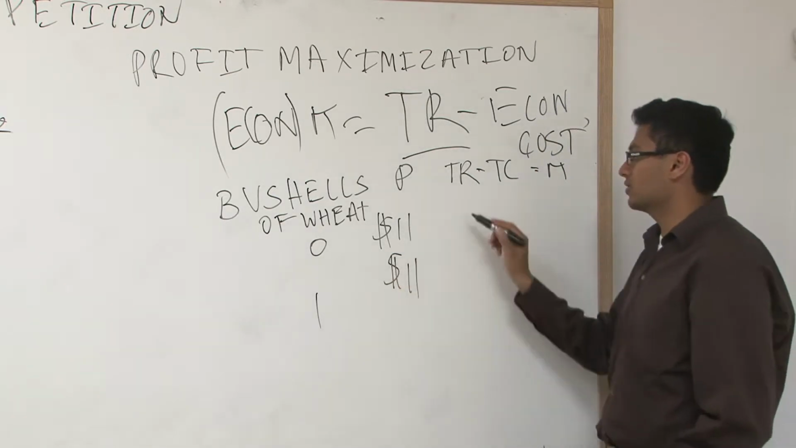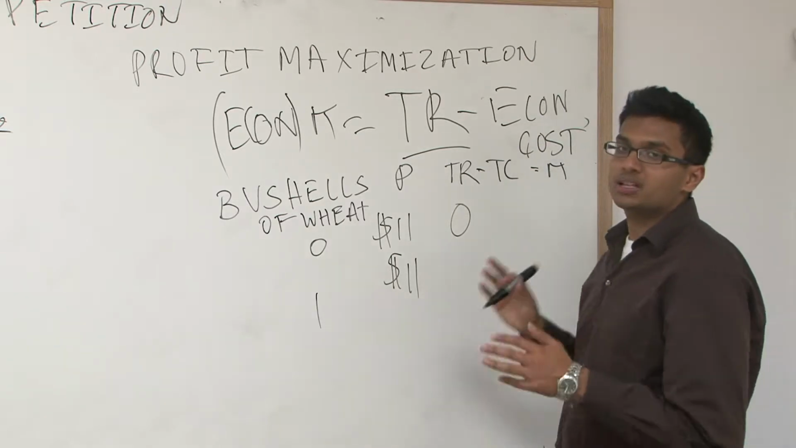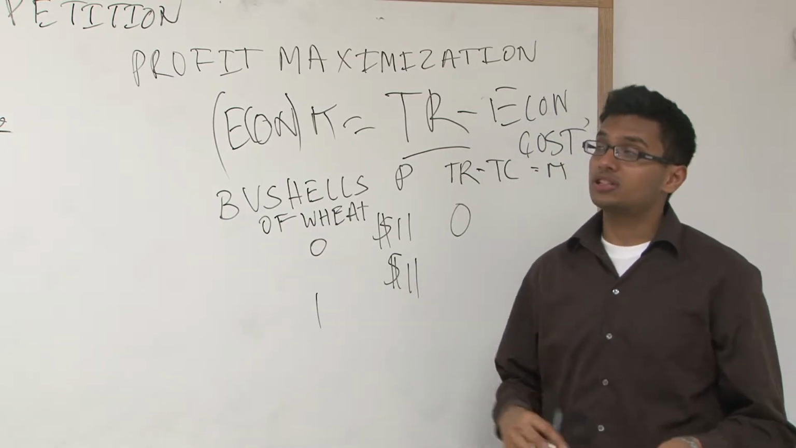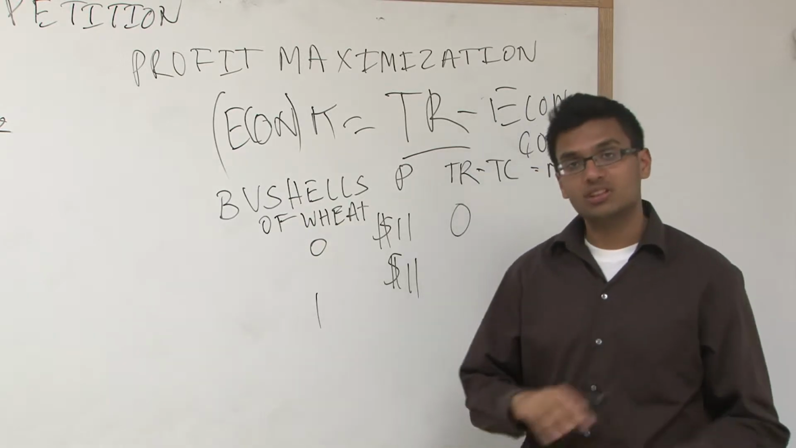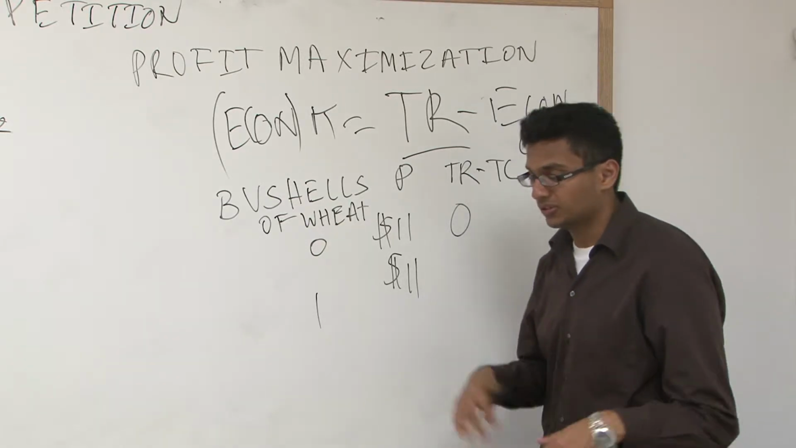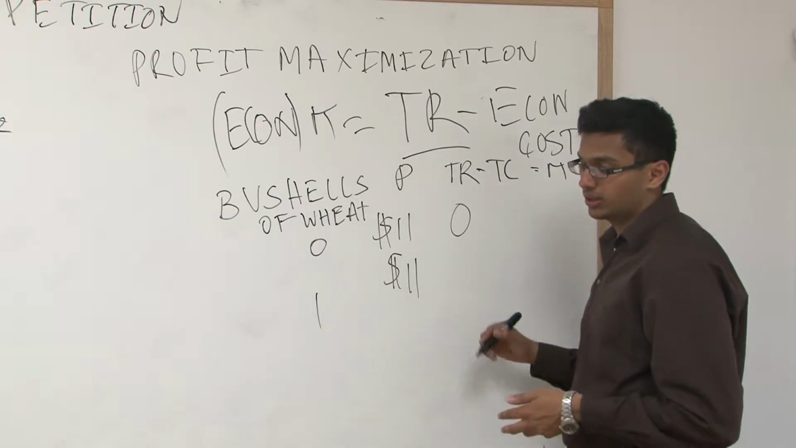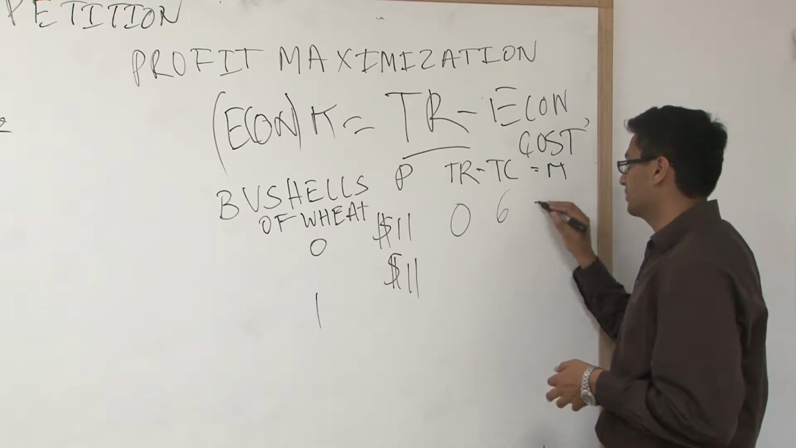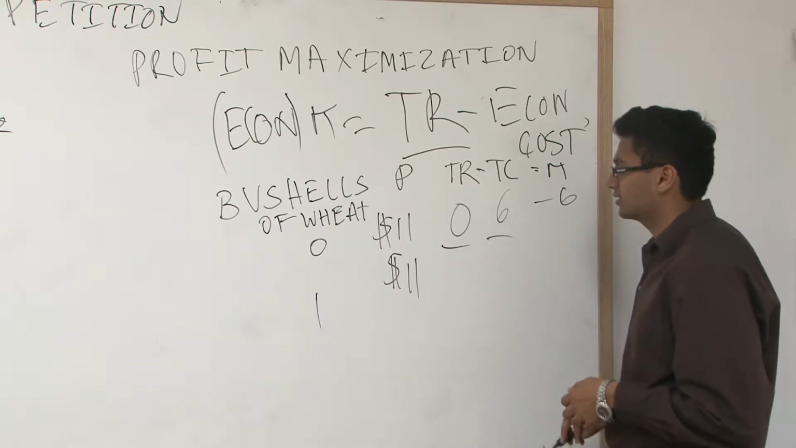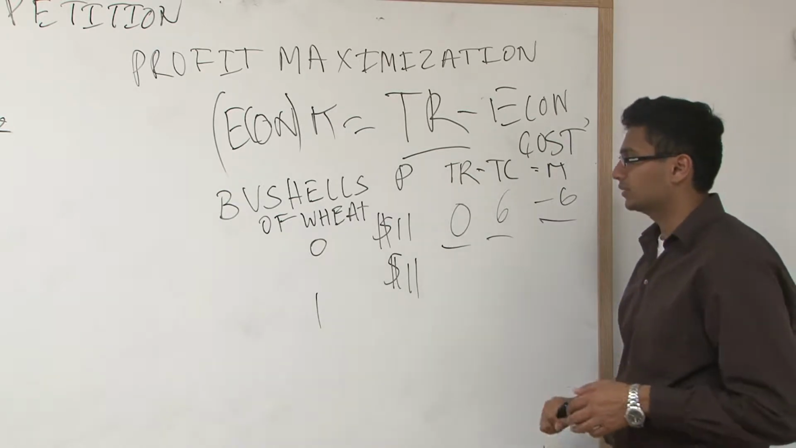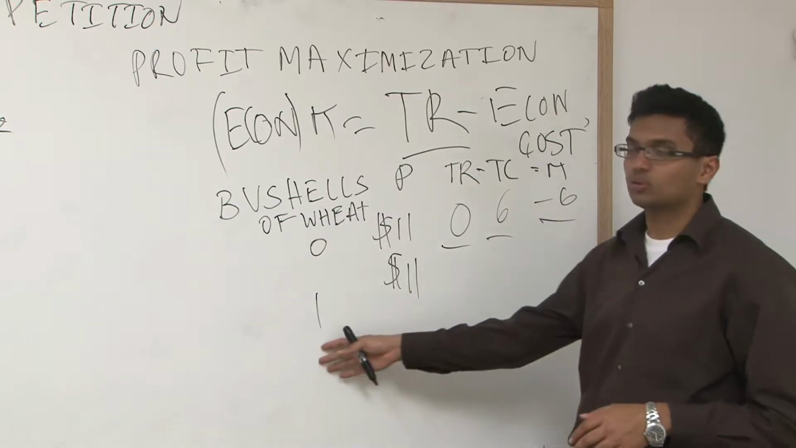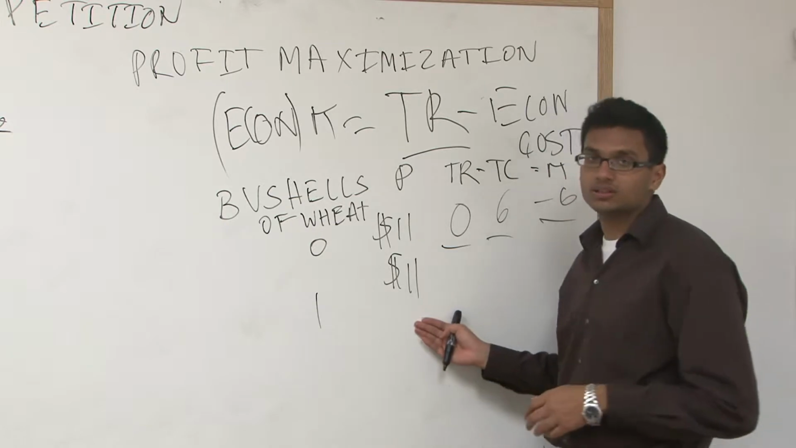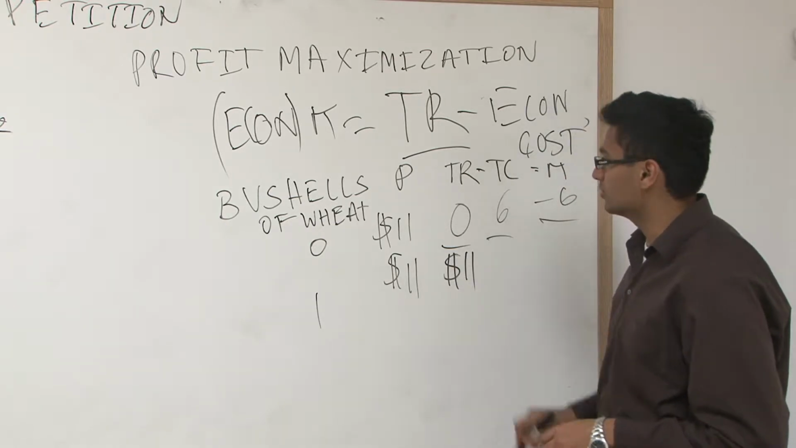Revenue, obviously, if you sell 0, is going to be 0. Total cost is going to be something. Why? Because remember, you still have fixed costs when you produce 0. You still have to pay rent, you still have to pay electricity. Even if you produce nothing, you still have some fixed costs. For this example, we can make up the number, but it could be anything. It could be 6, and your profit is going to be -6, because you've made nothing, you spent $6, and your profit is -6. Now, we've sold 1. So if you've sold 1 unit of wheat for $11, your total revenue is going to be $11.